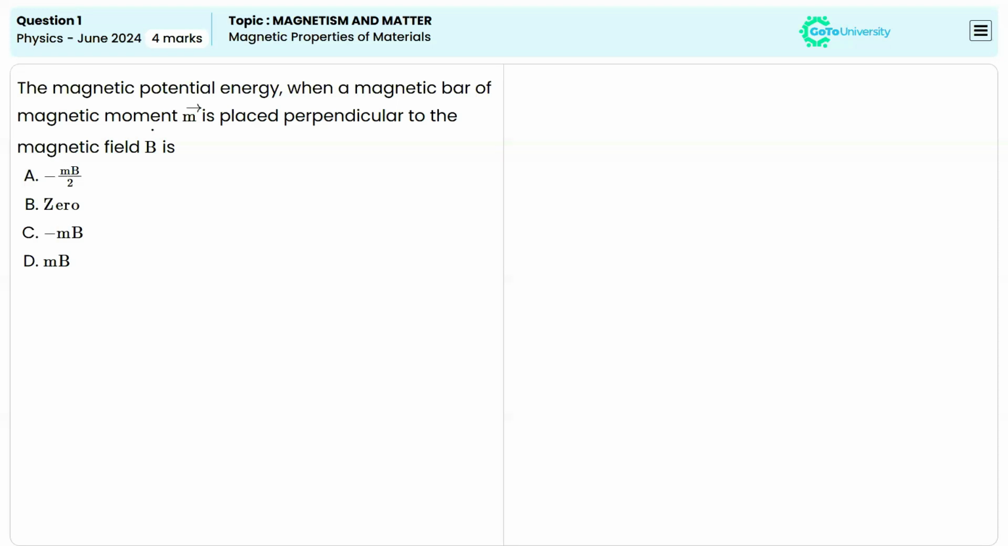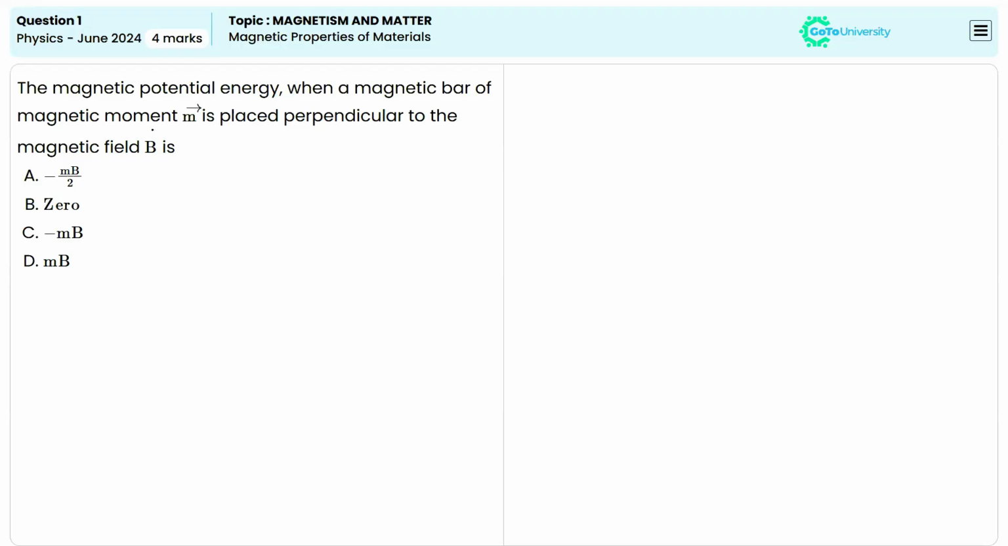So here the first question is about calculating the magnetic potential energy. It's given that the magnetic potential energy when the magnetic bar of a magnetic moment M is perpendicular to the magnetic field is. So here we are just calculating the magnetic potential energy, right?